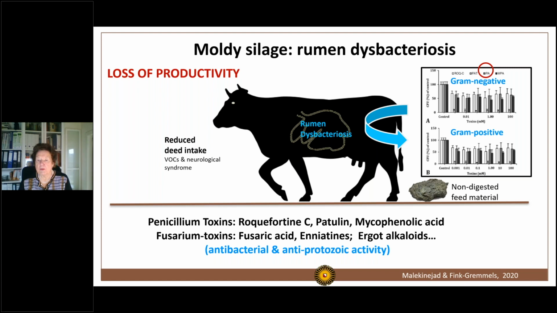and particularly patulin has been a very, very prominent antibiotic. It has been even tested for use as a therapeutic agent, but it has too many side effects for parenteral application. So it has been withdrawn in the early stage of research, but it is still one of the most potent antibiotics we do know that is naturally occurring. But also Fusarium toxins, like fusaric acid, enniatins, ergot alkaloids, they all have antimicrobial activity contributing to rumen dysbacteriosis.